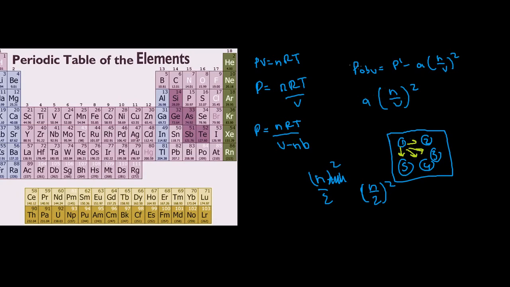Okay, so now that I have the pressure correction factor, I need to combine the volume correction factor and the pressure correction factor into one. So I have my observed pressure. And the volume correction factor. And then I'm going to subtract the pressure correction factor.